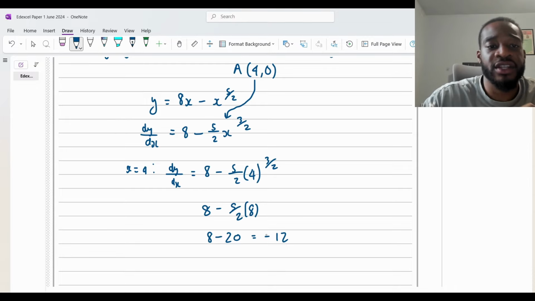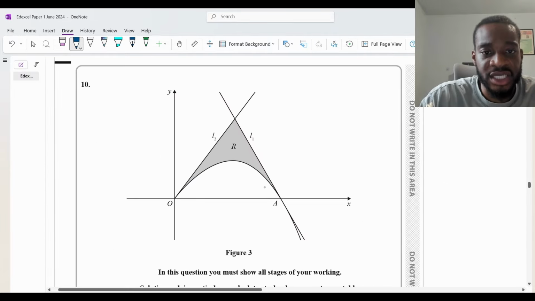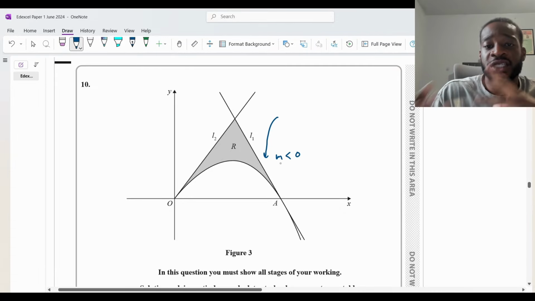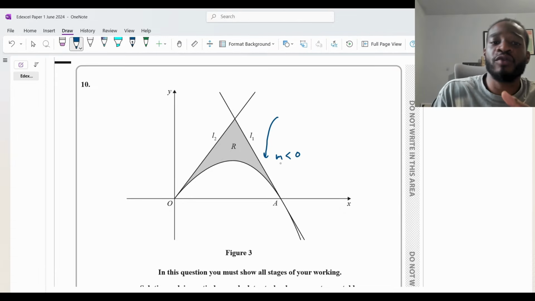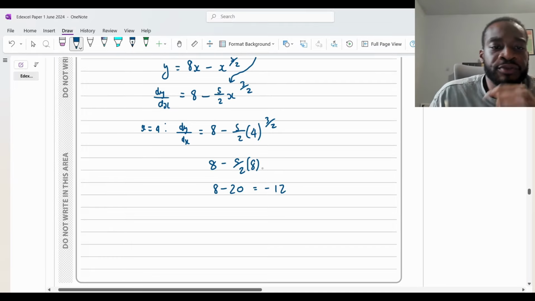Now that's a negative gradient. Let's look at the graph again. It says L1, right? L1, as you can see, is going downwards. So we do expect that gradient to be less than 0. So these are the type of things that you could be doing just to check that you're on the right track, okay? L1's going down, gradient's negative, which it is, it's minus 12. So now we've got everything that we need to answer the question.